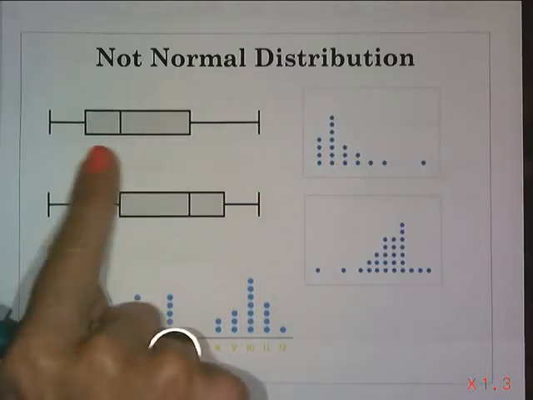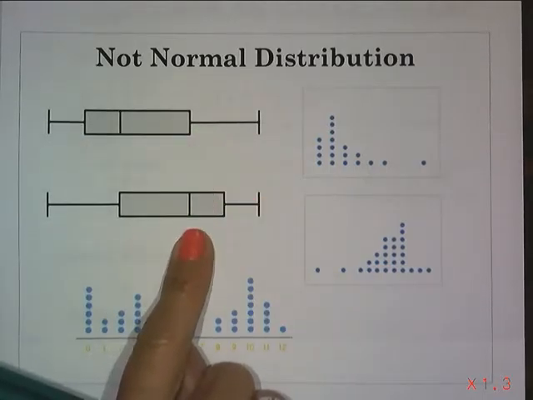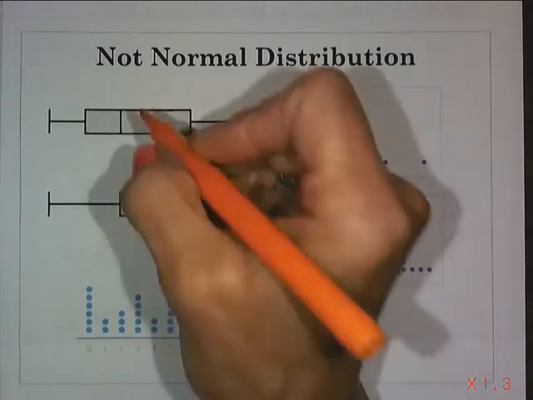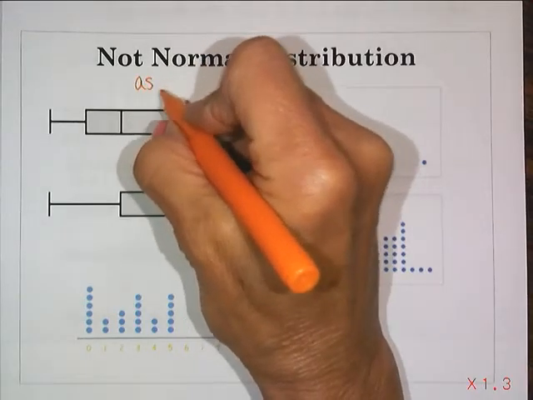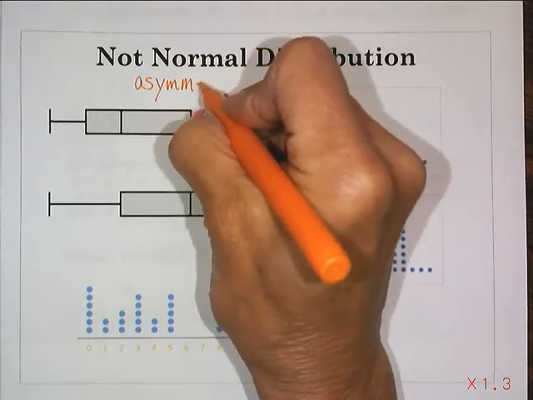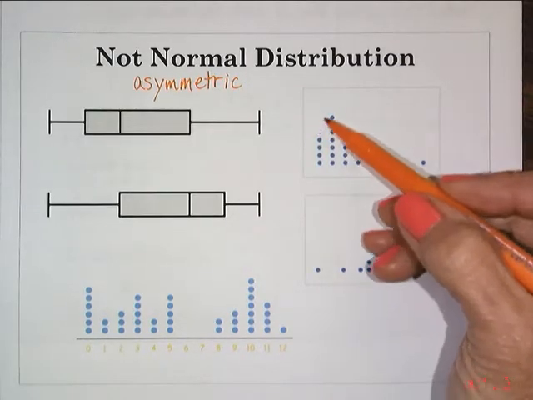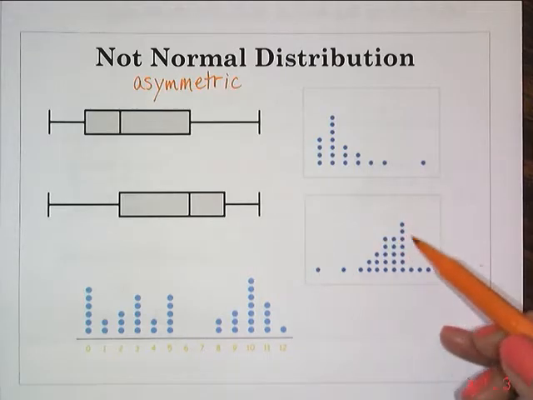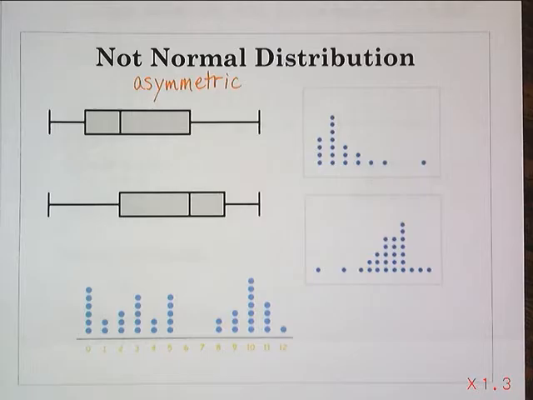If we're looking at box plots or dot plots, these would be considered not normal because you see that the box is pushed further to the left, or on this one pushed further to the right. It's not symmetrical, so not normal is going to be referenced as not symmetrical, or I can say asymmetrical, asymmetric in nature, not bell-shaped. Here we see some dot plots that are not bell-shaped. They kind of tail off. This one is kind of all over the place, not normal.